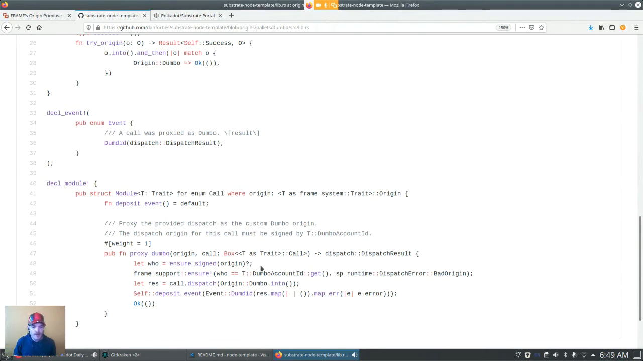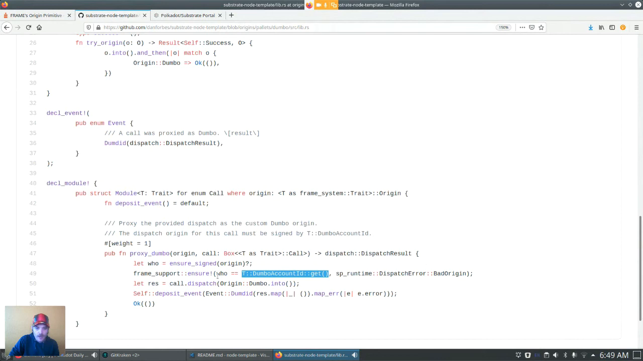Just like with the Pseudo Palette, you can define an account ID that you want to give access to the root origin. The Dumbo Palette provides a mechanism by which you can define an account ID that you want to have access to the Dumbo origin. And I'll show you how that works. But for now, just take it for granted that there is a mechanism that exists that allows you to take an account ID and make sure it's some well-known account ID.